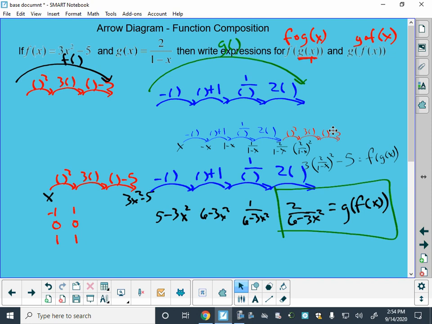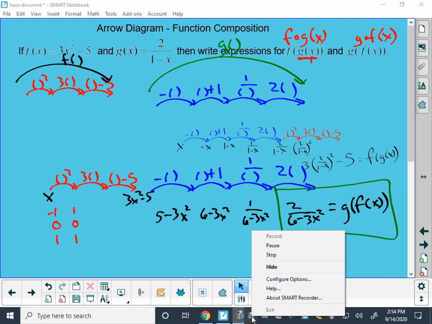Okay. But that is how you do composition of functions with arrow diagrams, and hopefully you see that that's a pretty straightforward, easy thing to do. And so I'm going to stop talking.